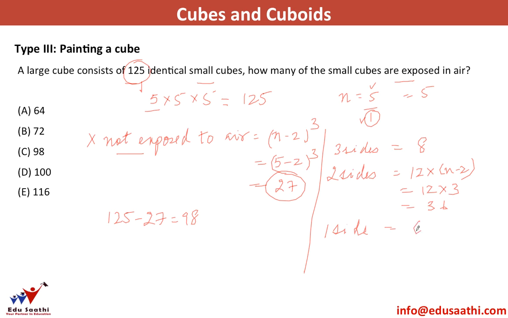And the answer is 6, because we have 6 faces, into n minus 2 whole square. So this gives me 6 into 5 minus 2 is 3. So 3 square is 9. 6 into 9 is 54. So if you add 54 plus 36, this is 90 plus 8, 98. So I get the same answer.